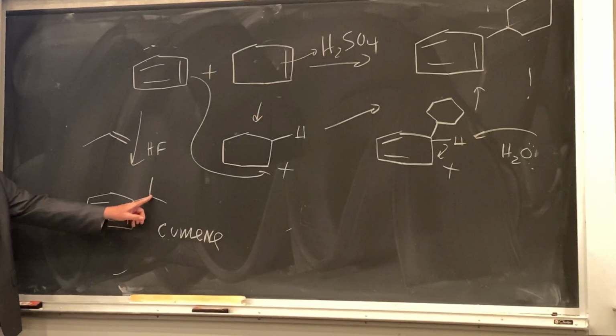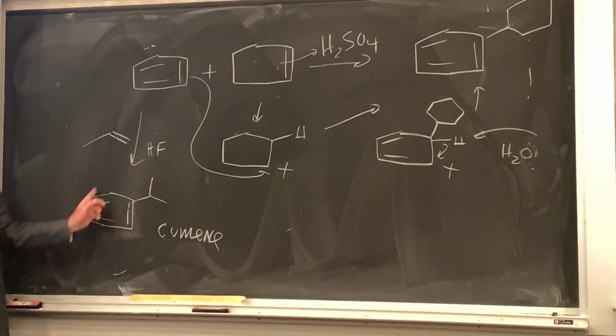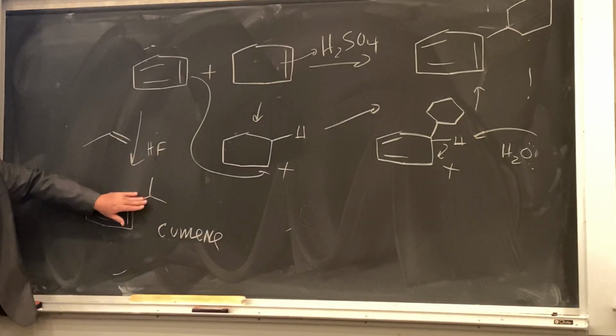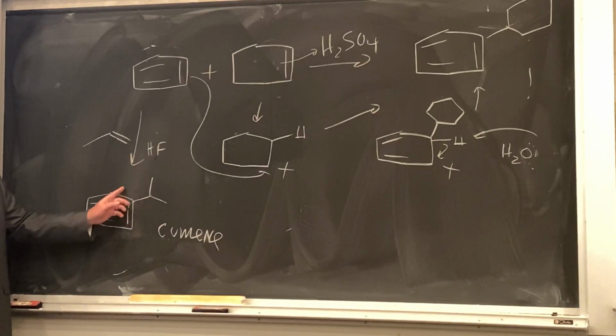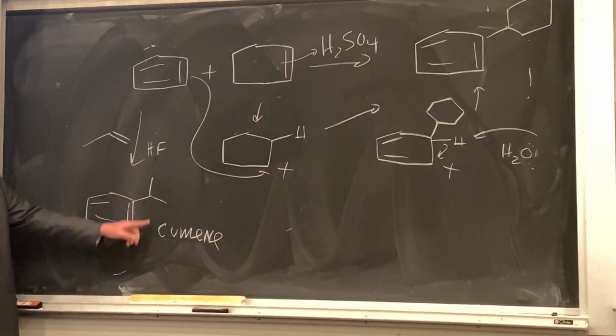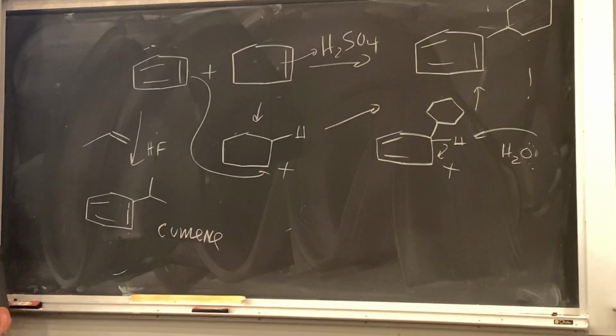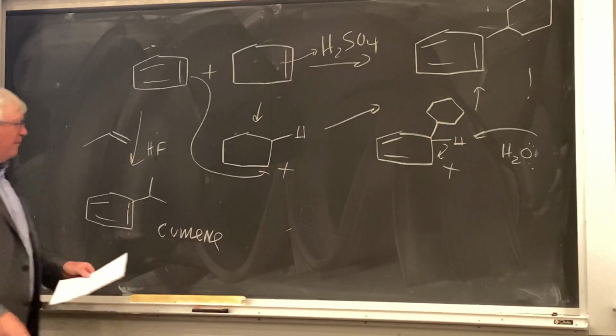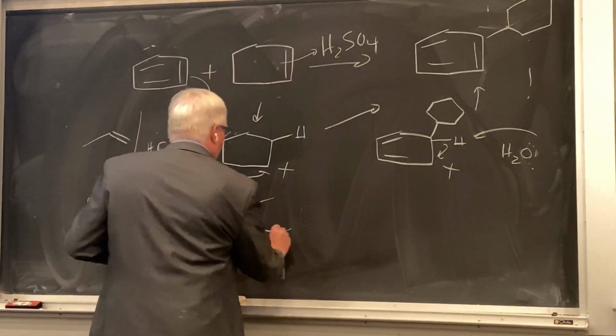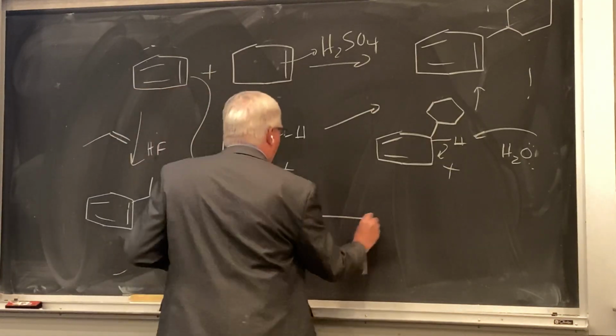Cumene is also used to be oxidized to phenol, and the byproduct is acetone. In fact, most phenol and acetone are made from the oxidation of cumene, which is kind of a neat process. Makes two different things there. Let's see, one other way to make our alkylation products is to use an alcohol.